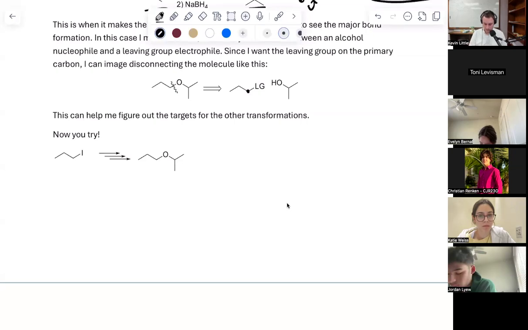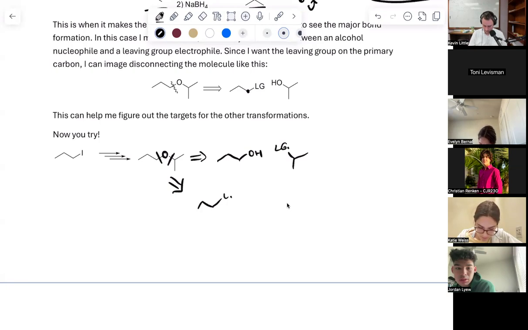So the first thing I would do is look at my product and say, all right, what two pieces got me here? I'm going to look at the heteroatom, the oxygen. I'm going to say I either cut it here and got this, or I cut it here and got this. Right, I have two options.